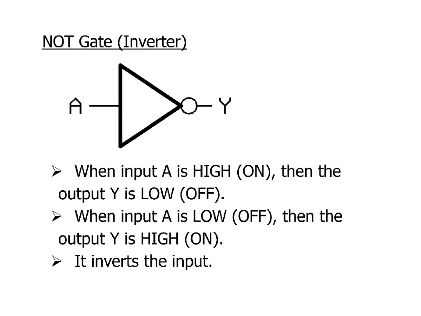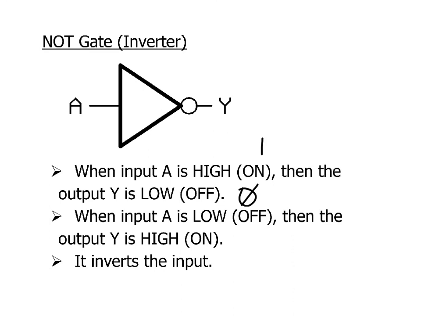We'll start with the NOT gate. Here we have the symbol for the NOT gate. It's this triangular thing with a circle at the end, and then a line for the input and a line for the output. The input we called A, and the output we called Y. So let's see, what does a NOT gate do? It's all written out down here in the bottom. When input A is high or on, or logic 1, then the output is low or off, or logic 0.